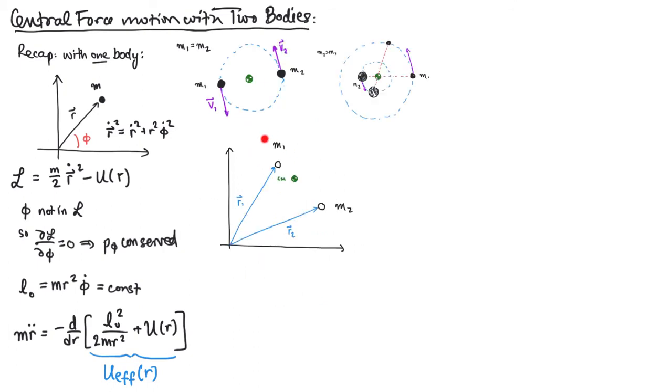Okay, so in the two-body system now we have the following geometry. Neither object is at the origin, both objects are free to move, and we have mass 1, mass 2 with position vectors r1 and r2, and the system will have a center of mass, and that center of mass will be somewhere on the line that connects the two objects. Now we can write down the Lagrangian for the system. It will involve the kinetic energy of mass 1 plus the kinetic energy of mass 2.